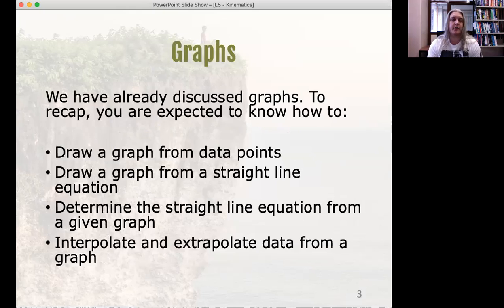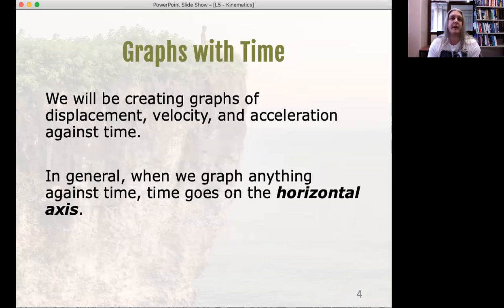So as I said, you already know a bunch of stuff about graphs. You know how to make a graph from data points, you know how to fit straight lines, get straight line equations from graphs, and we met interpolation and extrapolation in a previous lesson. What we're going to do now, though, is talk about creating graphs for quantities that change versus time. So if something is moving, its displacement is changing with time, and so creating a graph of that displacement versus time is a very useful way to visually see that information.